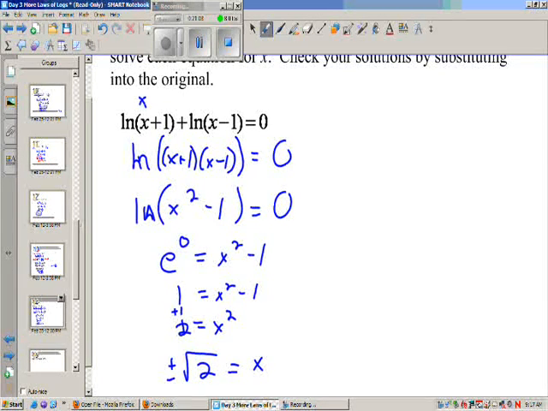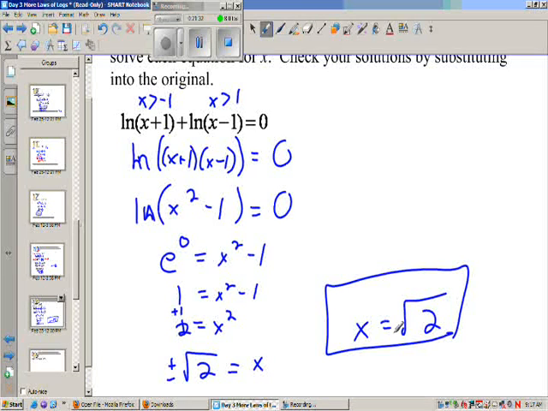Now let's look and see if both of these answers fit in the domain. This one will accept all x's that are greater than negative 1. This one will accept all x's greater than 1. Are both these answers greater than 1? Hopefully you're saying no. Square root of 2 is 1.4, but negative square root of 2 is, of course, less than 1 because it's negative. So the only real answer for this one is the square root of 2.